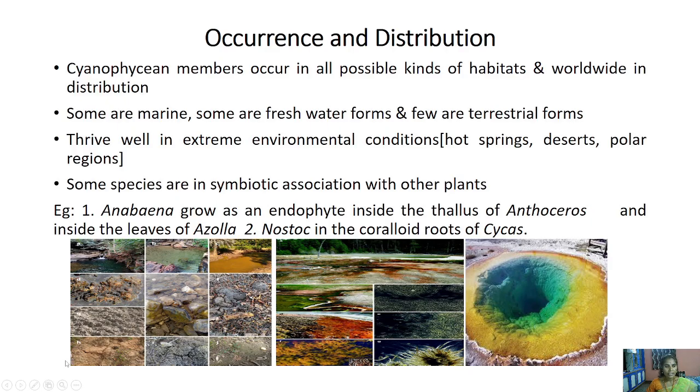In this figure, we can see the different habitats of cyanobacteria. Some are freshwater forms and some are marine forms, and some are able to grow on polar regions on ice, which imparts a bluish green pigment color to the surface of the ice.